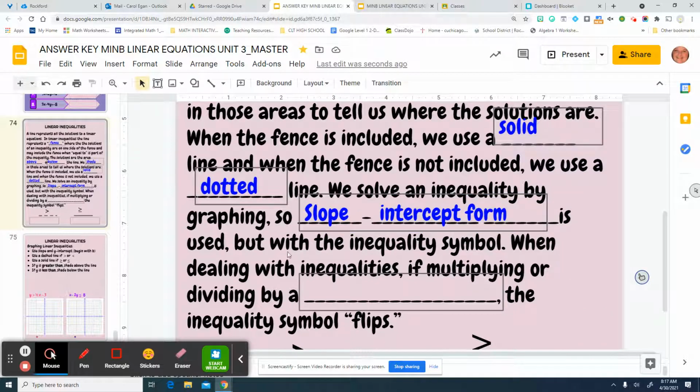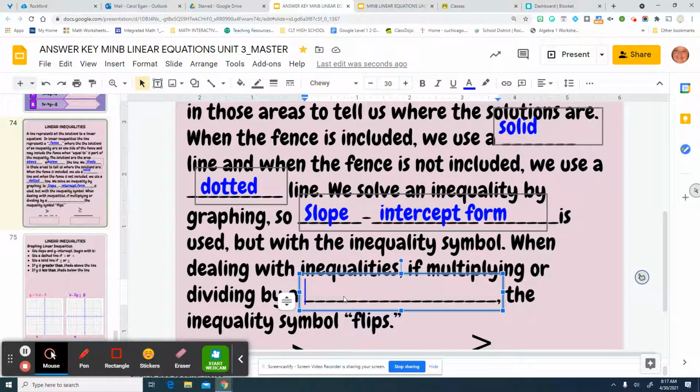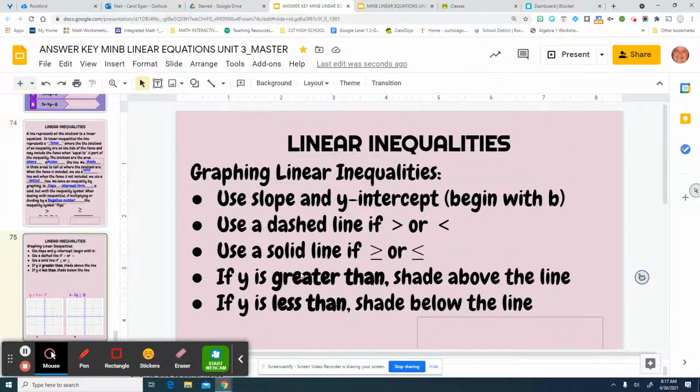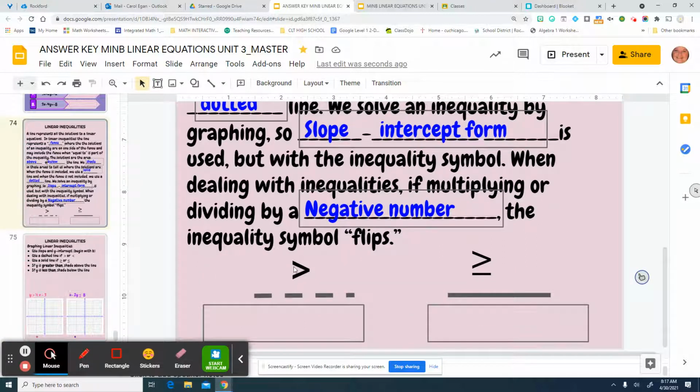So slope-intercept form, but we have an inequality symbol. When dealing with inequalities, if multiplying or dividing by a negative number, the inequality symbol flips, right? So if we multiply or divide both sides by a negative number, we're going to have to flip around that inequality. So down below, these are the inequality symbols.